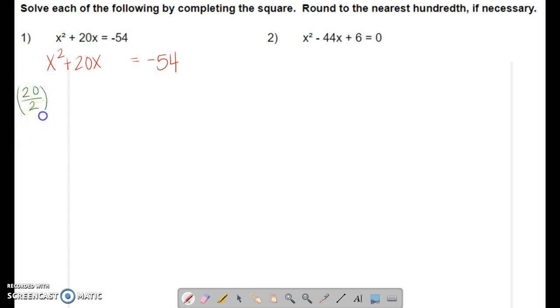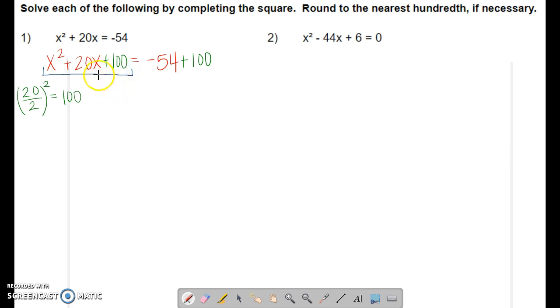We know that that's 10, and we square that value. 10 squared we know is 100. We want to complete the square by adding 100. But if you add 100 to the left side, you also have to add it to the right side. So then this allows us to factor this left side, x squared plus 20x plus 100.